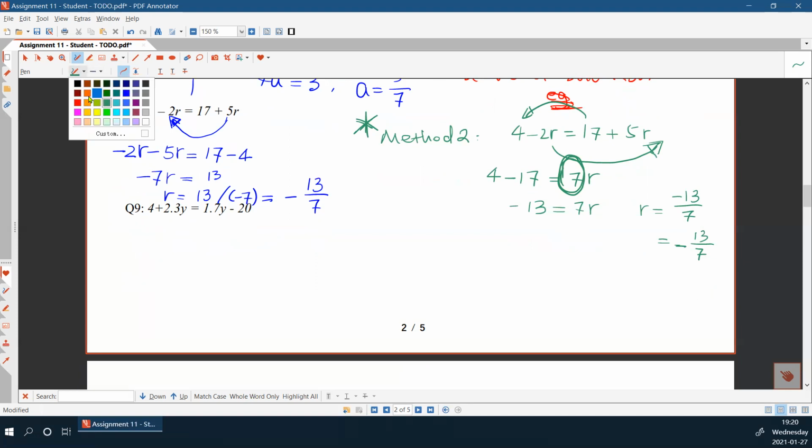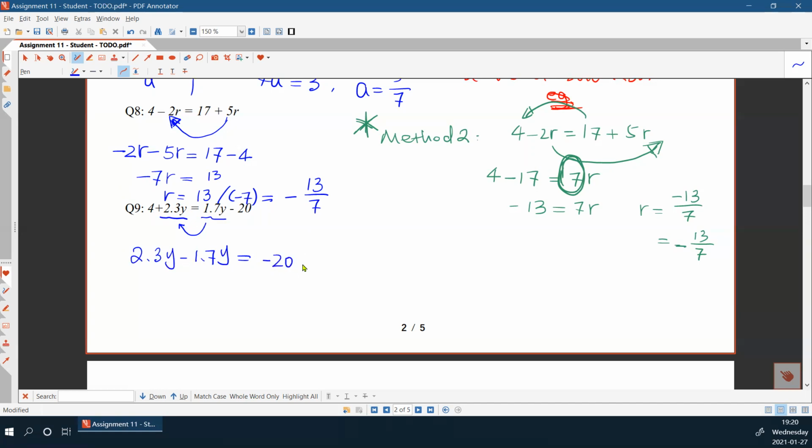Question 9. Okay, again, to solve this equation, we need to merge all the one order terms and all the coefficients and all the constants. For the one order terms, we have 2.3y and 1.7y. So usually I prefer to put the smaller term to the other side of the equation. So this gives me 2.3y minus 1.7y. And at the same time, put the constant 4 to the other side of the equation. This gives you minus 20 minus 4. Okay, pay attention here. Positive 4 becomes negative 4 if you put it into the other side of the equation.